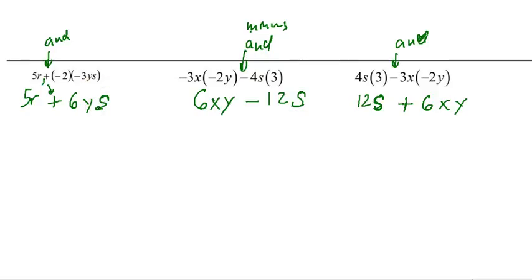And there you go. The reason you can't combine them is they're not like terms. 5r's plus 6ys's, not the same thing. 6xy's, take away 12s's. S's and xy's, not the same thing. And that's the same for the last one.